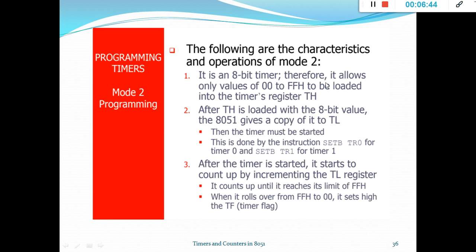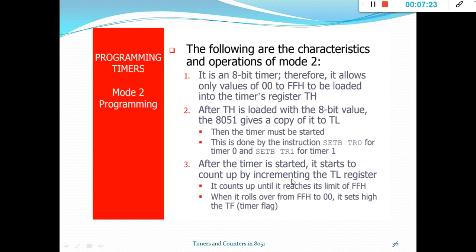Now we'll see the characteristics and operations of mode 2. It is an 8-bit timer, therefore it allows values of 00 to FF to be loaded in the TH register. Once the TH register value is loaded, the same value gives a copy to the TL register. Once the TL register gets the copy from TH, the timer must be started. How to start the timer? By using the instruction SETB TR0 if it is timer 0, SETB TR1 if it is timer 1.